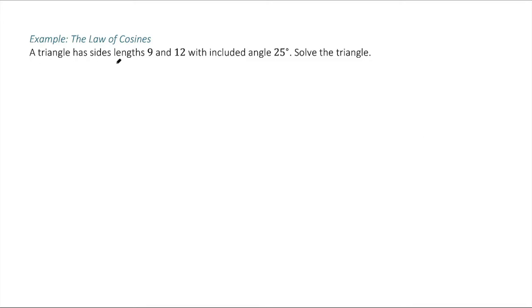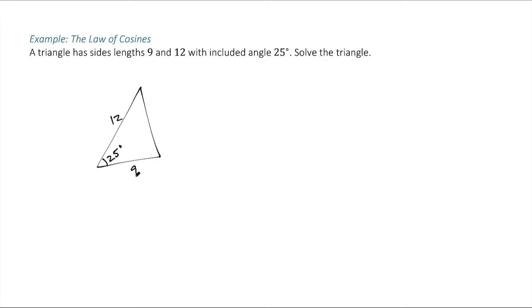A triangle has side lengths 9 and 12 with included angle 25 degrees. Solve the triangle. So we'll go ahead and draw what we have here. We've got 9 and 12, and our angle between them is 25 degrees. Okay. And we want to solve this triangle. So that means find the other two angles and the third side.